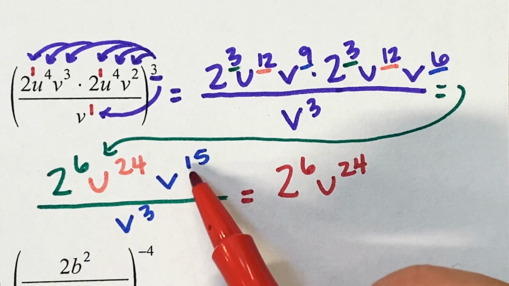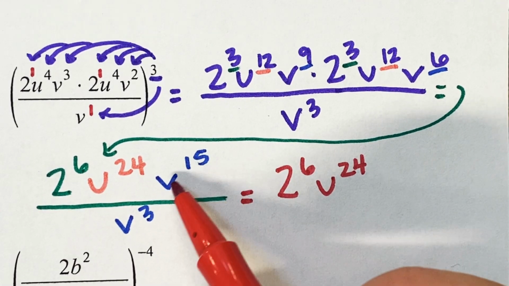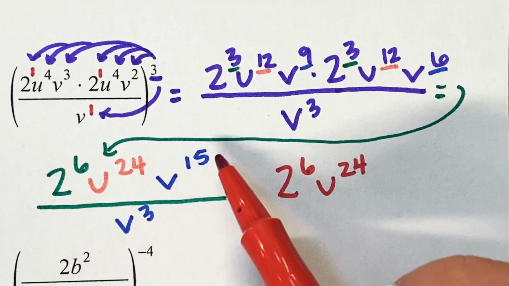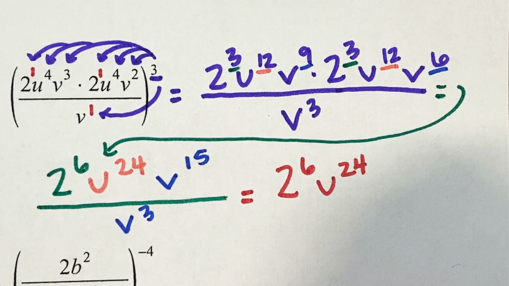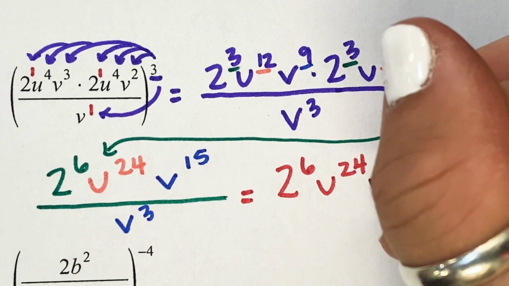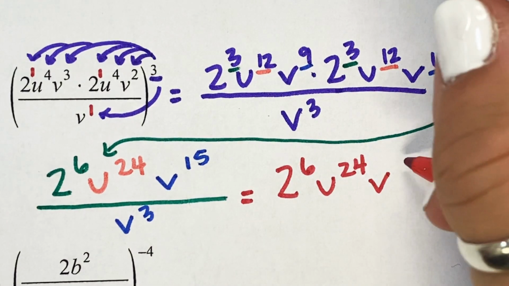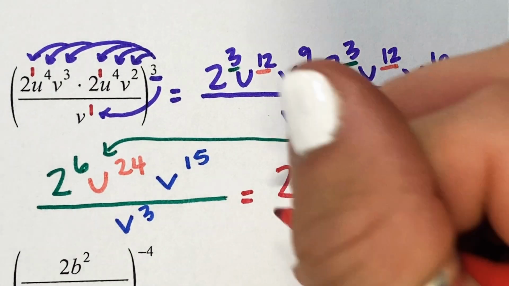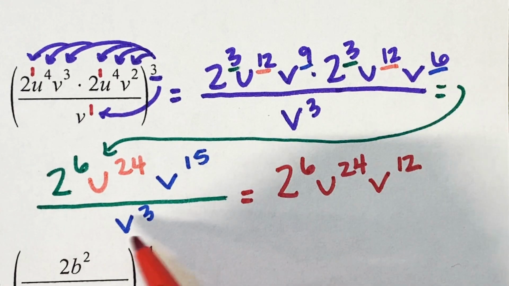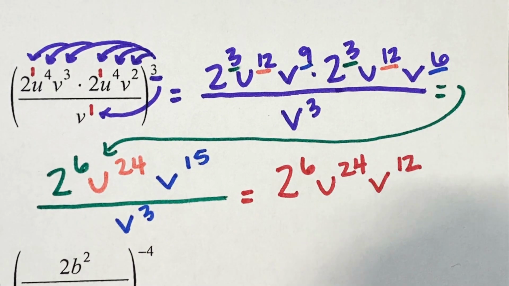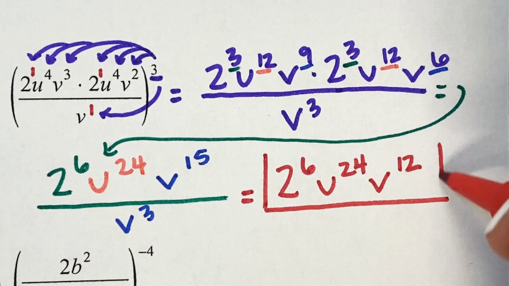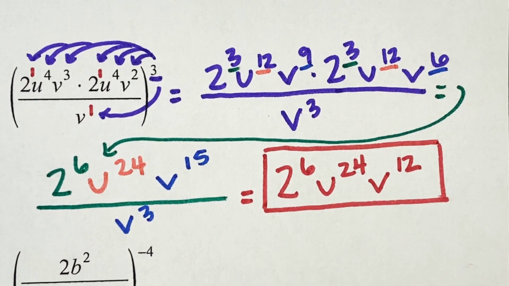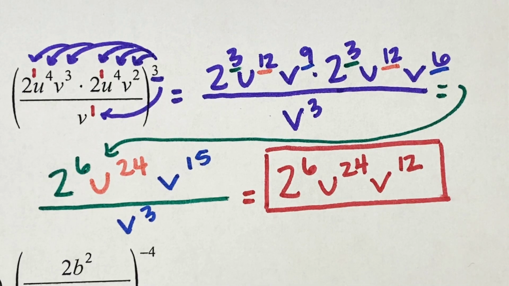Okay, but I have 15 V's on top. I have 3 on bottom. 3 of those are going to cancel out. How many will be left on top? Great job. 15 minus 3 is 12. Okay, nothing's left on bottom, so do I have to write the 1? Nope, when it's on bottom, you do not have to write the 1. So that is our simplified answer.